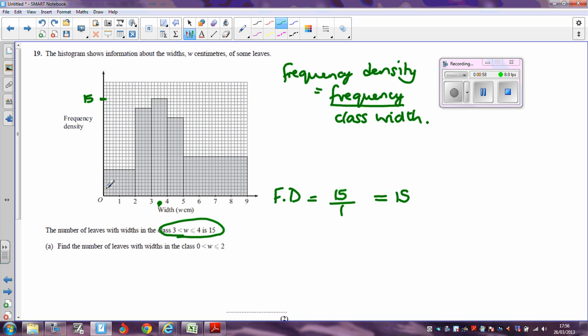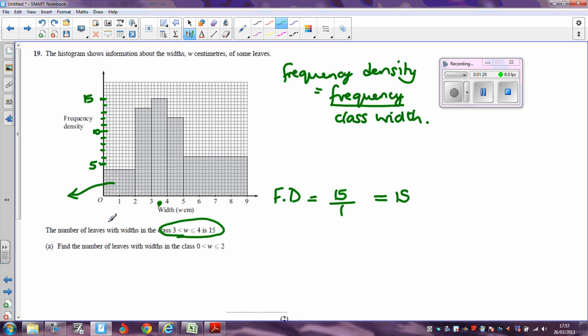Okay, now it's quite difficult to see the scale here, but if I go a little bit carefully, I can see that 5 is going to be there, and then every 2 squares is equal to 1 unit. So if I just put those on, 10 is going to be there, and then we've got 11, 12, 13, 14, 15. The question then says find the number of leaves with widths in the class 0 to 2.